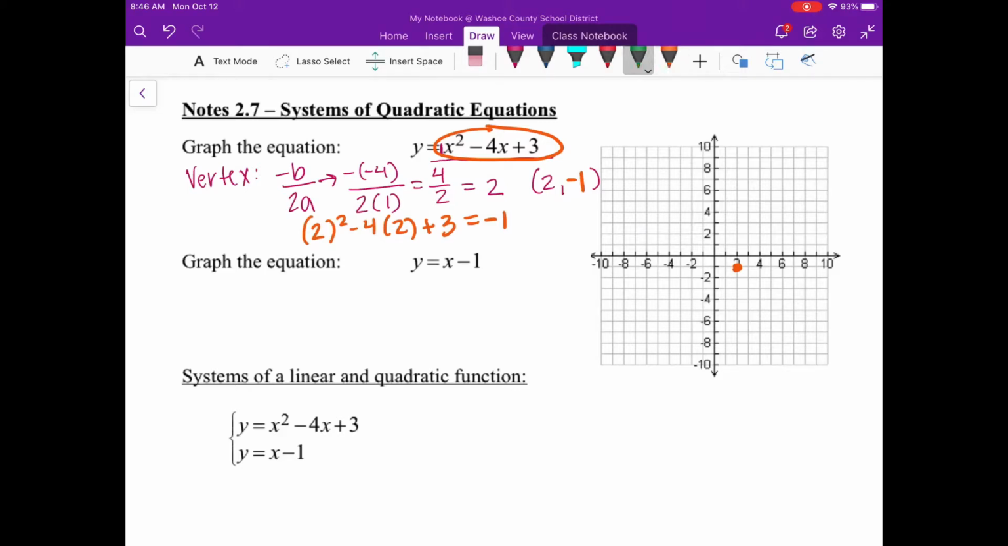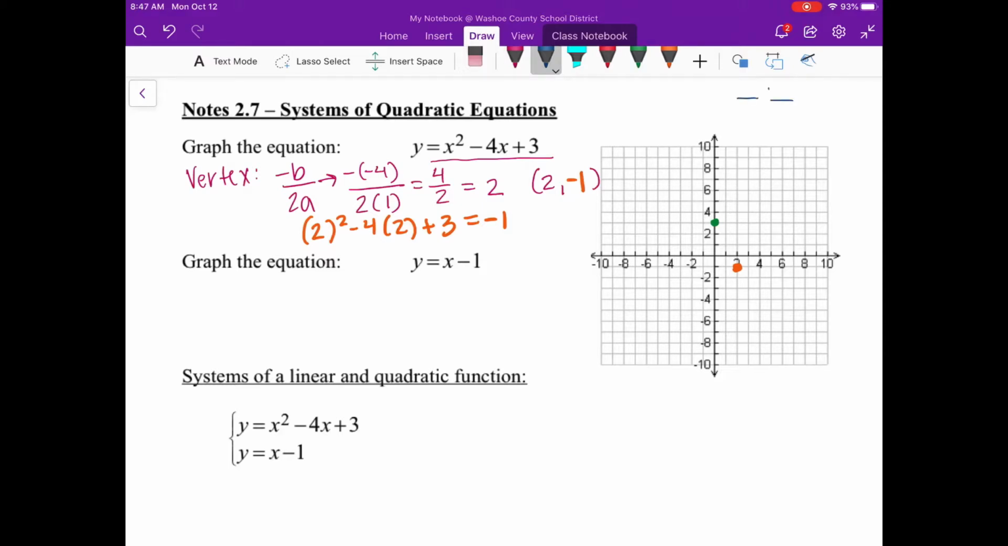Next thing I need to do to finish graphing this would probably be to find the y-intercept as well as the x-intercepts. So remember, when it's in standard form, your y-intercept is always going to be the c value. So I can go ahead and graph the y-intercept there. And for my x-intercepts, I'm going to go ahead and factor this quadratic. So let me clear it up here.